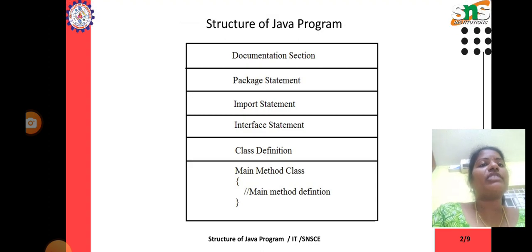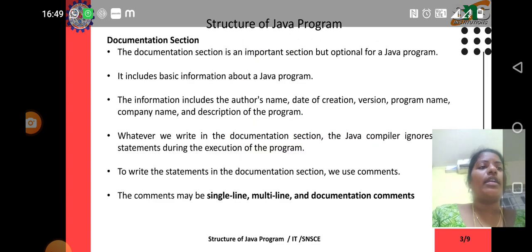The structure of a Java program is: first the documentation section, next package statements, then import statements, and then the interface statements. Then we have to define the class and the class name. Then we define the main method inside the class, in open and close braces. In between the open and close braces, the main method definitions are included here.